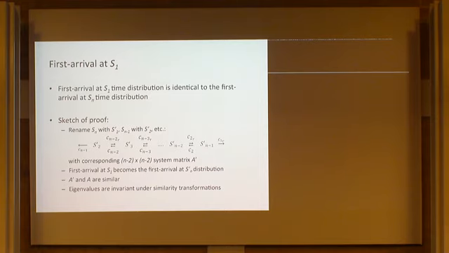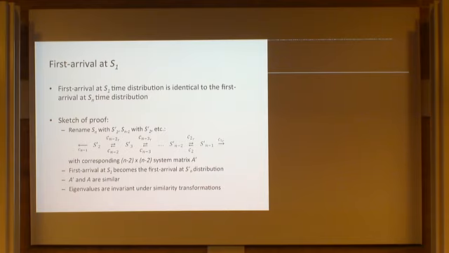And this is actually rather counterintuitive. The first arrival at S1 time distribution is identical to the first arrival at Sn time distribution. It's not immediately clear why this is so, because one could think that if all the reactions that go to the right are much stronger or much faster than those that go in the other direction, then the distribution would probably change. But what changes is only the probability to go from one to the other, not the distribution.